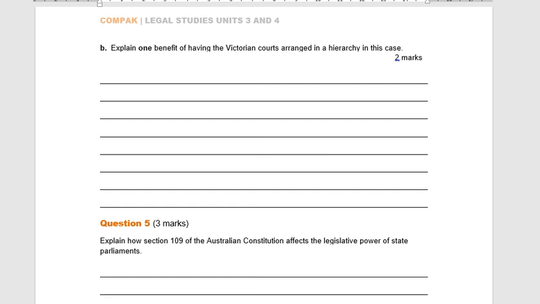Okay, let's move on. Explain one benefit of having the Victorian courts arranged in a hierarchy in this case. The word that popped into my head straight away there is appeals. So I'm going to explain appeals and go into a bit more depth.